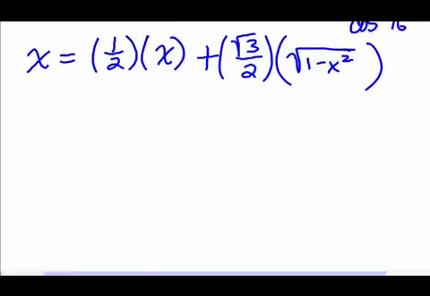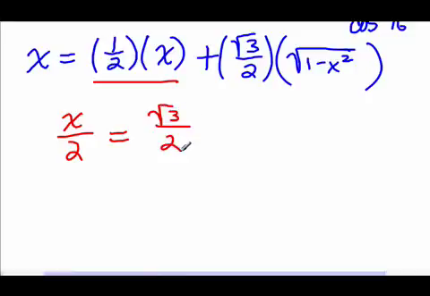I'm going to skip a step here. Here we have 1/2 x. Let's subtract that from both sides. I have 1x on the left. 1x minus 1/2 x is 1/2 x. So we have x over 2 on the left. And on the right-hand side, we have root 3 over 2 times the square root of 1 minus x squared.